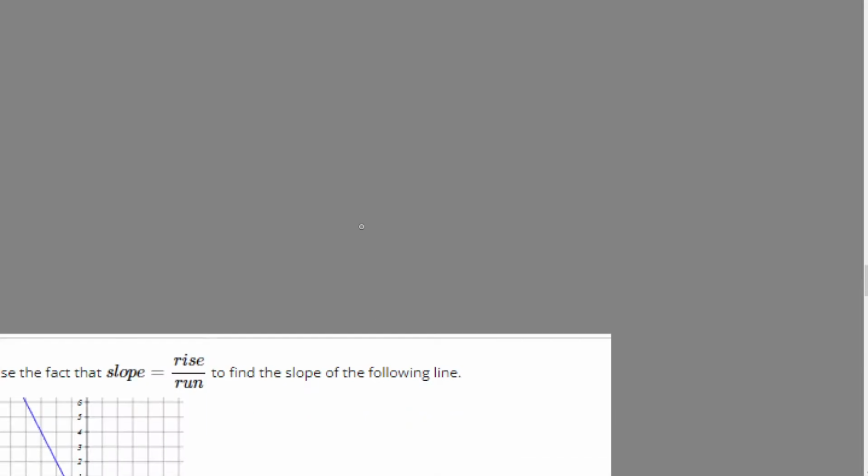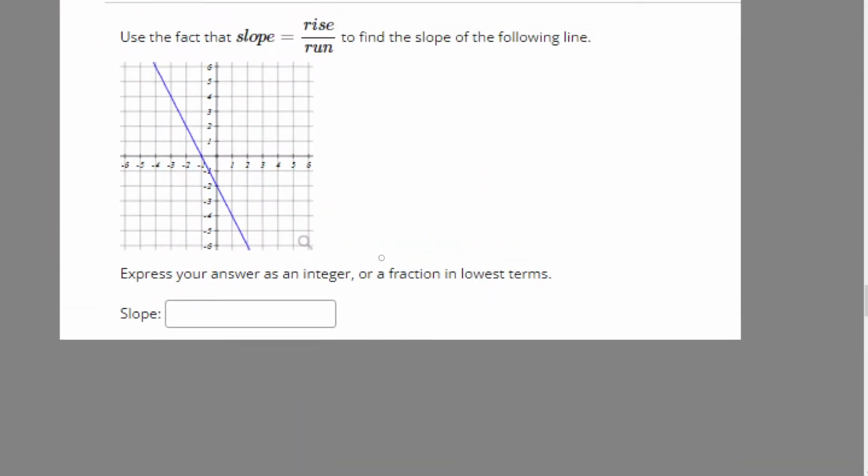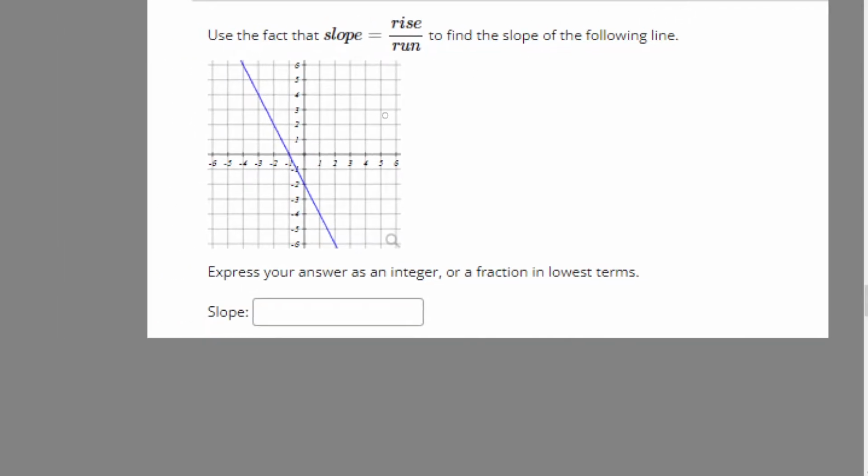Use the slope form. Use the fact that slope equals rise over run to find the slope of the following line. Now, personally, this part's actually my favorite when we're talking about linear stuff because it's really easy for me. If it's not for you, that's totally fine. But basically, we want to find rise over run. So we're going down 2 over 1. I like to find points where it's hitting evenly. So if we're going down 2, we'll do minus 2 over 1. And that's our slope. Negative 2 over 1.